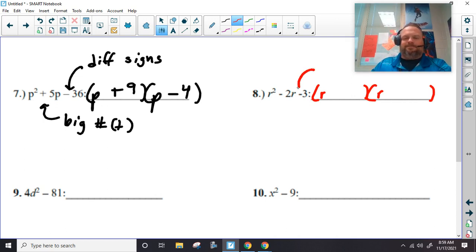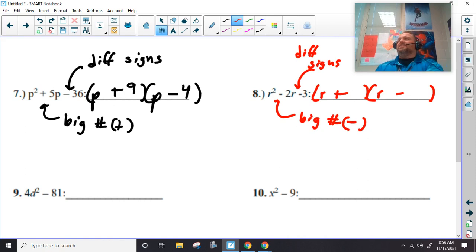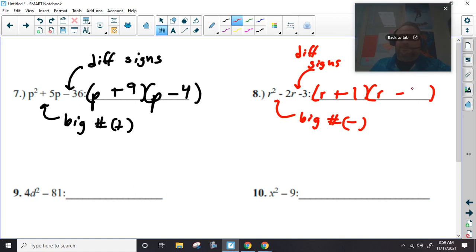All right, this negative in front of 3 tells us what? Mm-hmm. This negative in front of the 2 tells us what? All right, this one's really hard. What are the only numbers that you can multiply to get 3? 3 and 1. Bam.